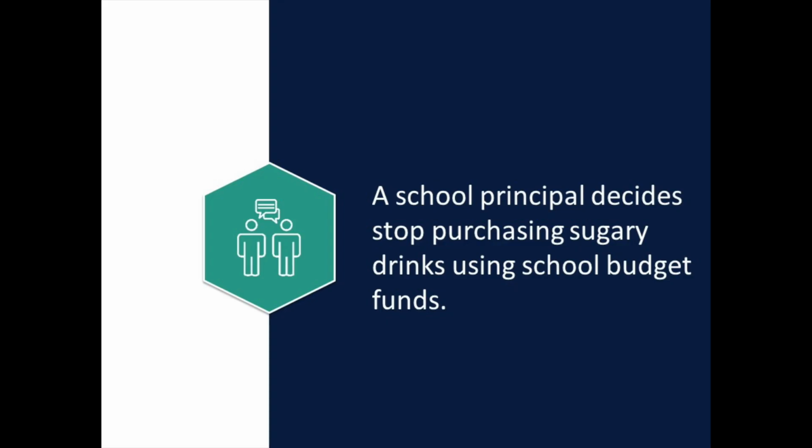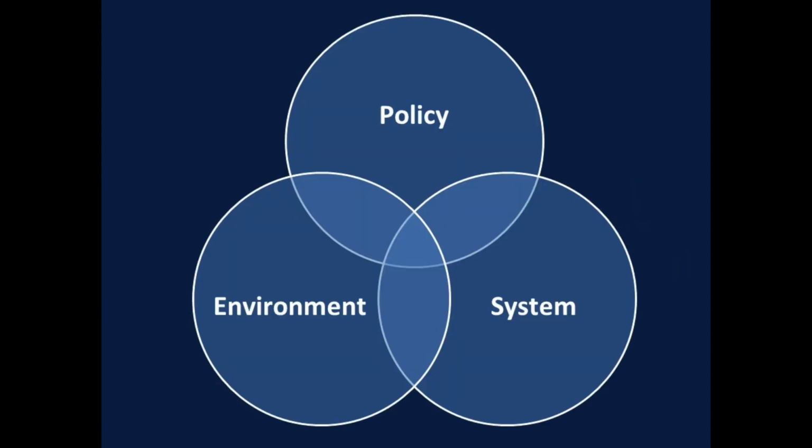A school principal decides to stop purchasing sugary drinks using school budget funds. The answer to this example is system. It is an ongoing decision in an organization that results in a change that reaches a lot of people. So, how did you do?